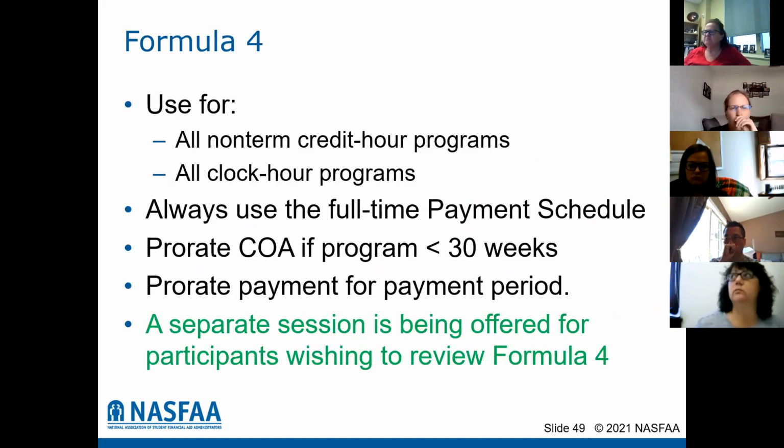So all non-term credit hour programs, you want to use the fourth formula for all credit hour programs the same way as well. Again, I don't know if any of the schools out there, if you just want to use the chat box, use credit hours or clock hour programs.